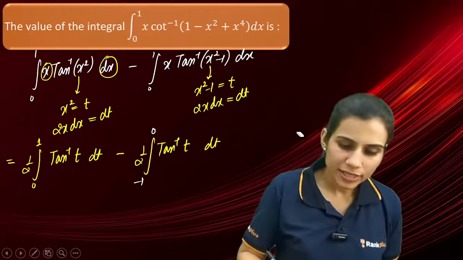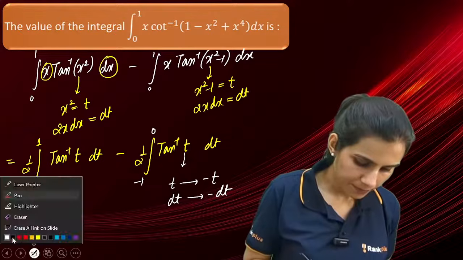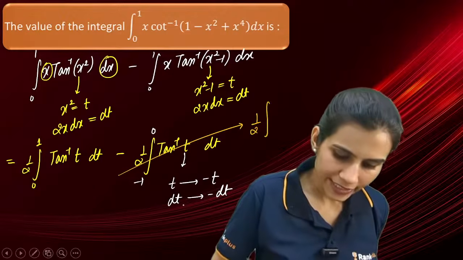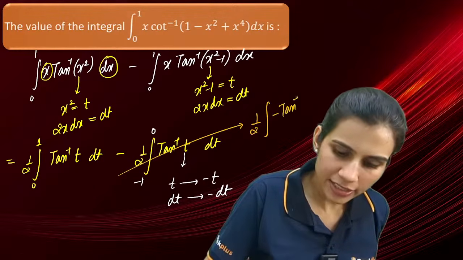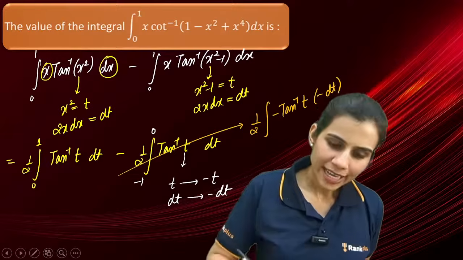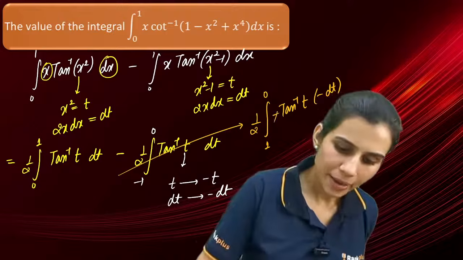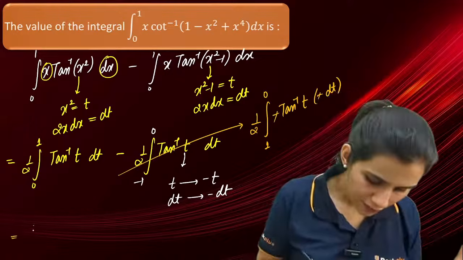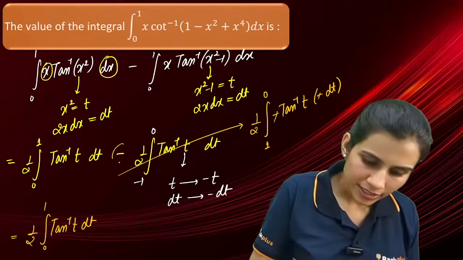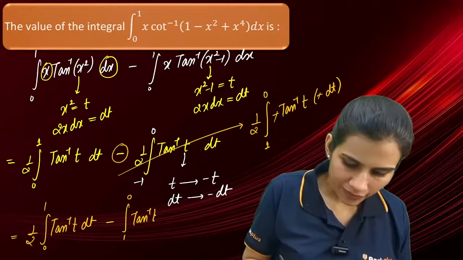So what I will have to do is, here I will replace t with minus t, dt with minus dt. Hence this complete integral will convert into 1/2 integral of tan inverse of minus t, which is minus tan inverse t, because this is an odd function. Dt is minus dt, and this is 1 and this is 0. Minus cancels out. So what you are left with is half times integral 0 to 1 tan inverse t dt, with a minus sign, integral 1 to 0 tan inverse t dt.